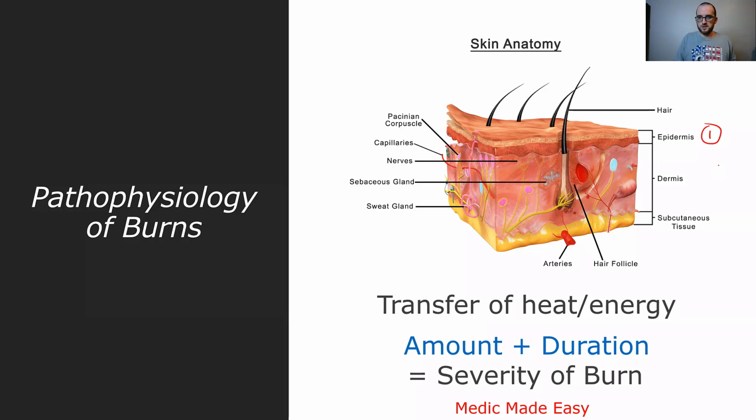We have the epidermis, right? That very superficial top layer. And then we have the thicker dermis layer as the next one. And then subcutaneous tissue below it, right? Below the skin, subcutaneous.